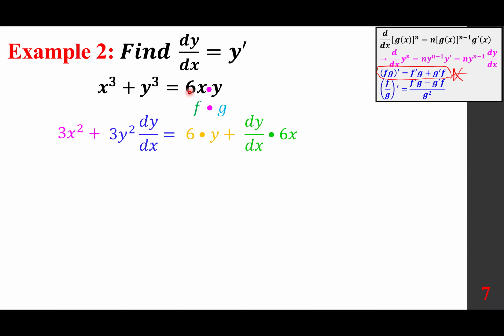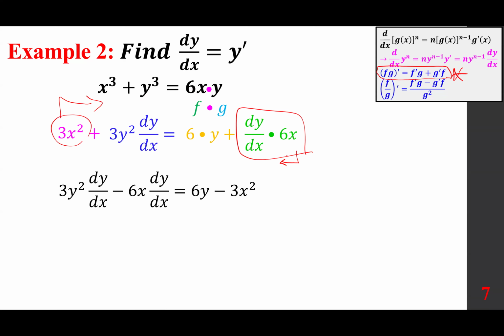We're going to solve for dy/dx. To do that, we're going to keep this intact. We're going to move this to the right and make it negative. We're going to move this to the left and make it negative. We want to factor the dy/dx out. We notice there is also a common factor of 3 on the left as well as the right.